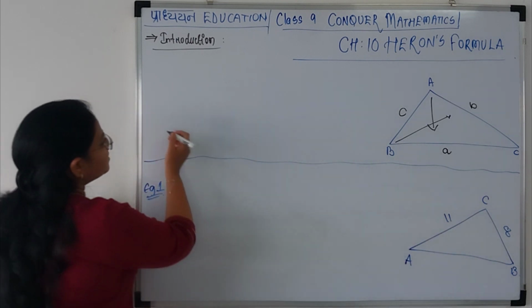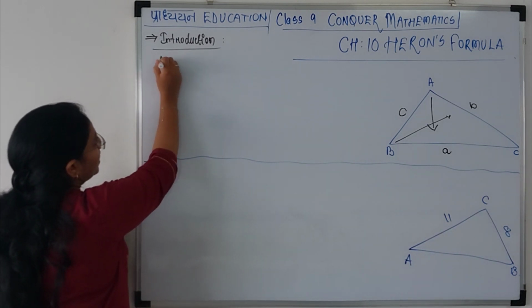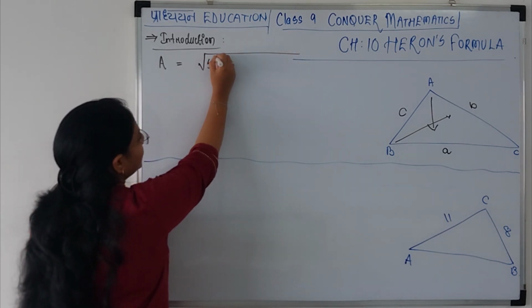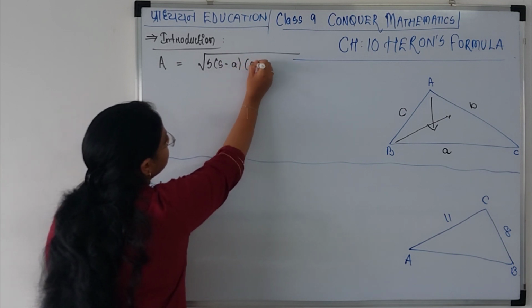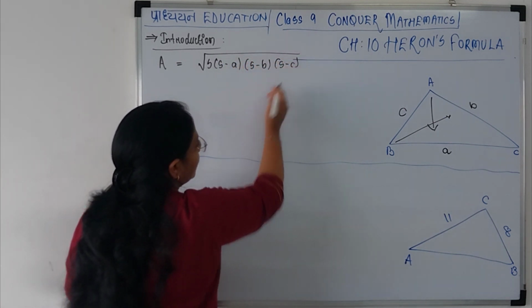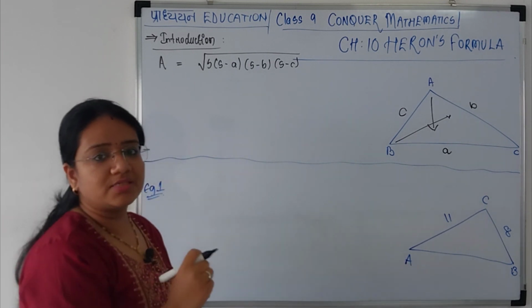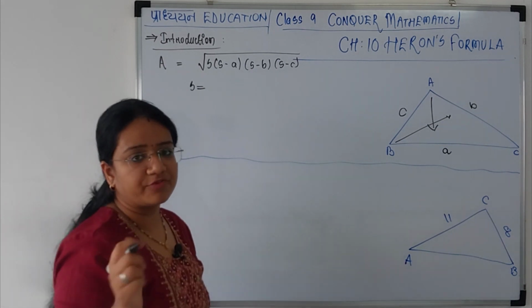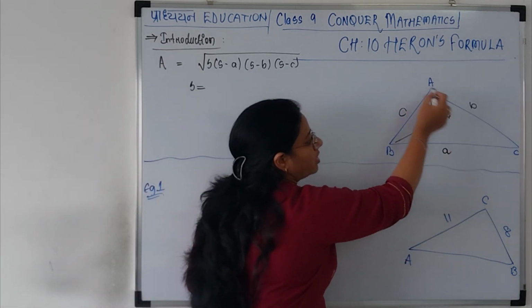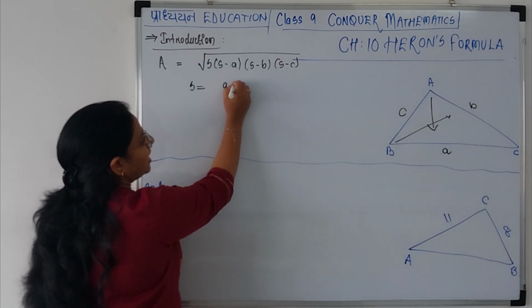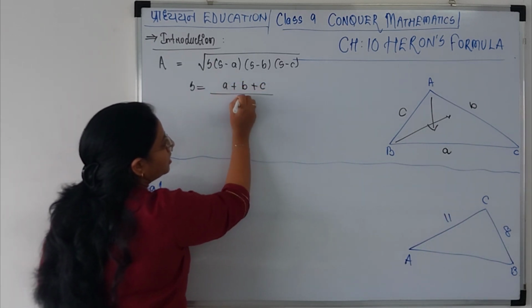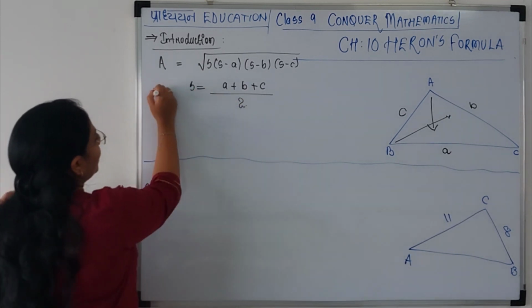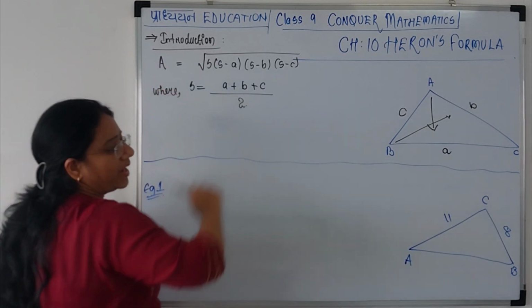So the formula to find the area of a triangle is the square root of s into s minus a into s minus b into s minus c. Now the question is, what is s? s is nothing but the semi-perimeter. Semi means half, perimeter means the sum of all the three sides. So s is a plus b plus c upon 2. That is your semi-perimeter s, and a, b and c are the sides of the triangle given.